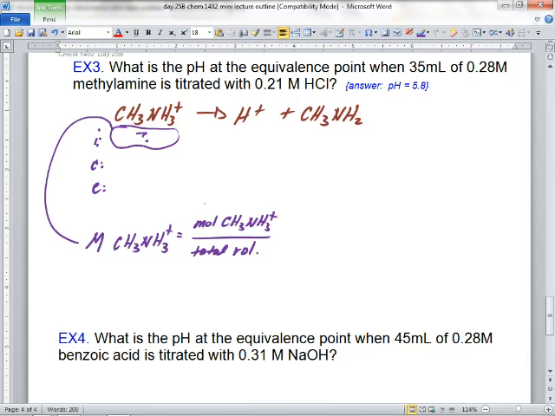10 to the negative 11, yeah. So remember, anything smaller than 10 to the negative 5. What are you guys getting for your initial concentration? Javier got 0.12. Okay, this right here is going to be 0.12. If you don't get that as your initial concentration, you messed up somewhere.